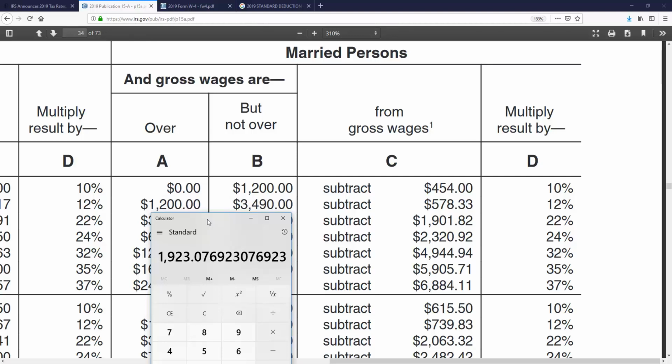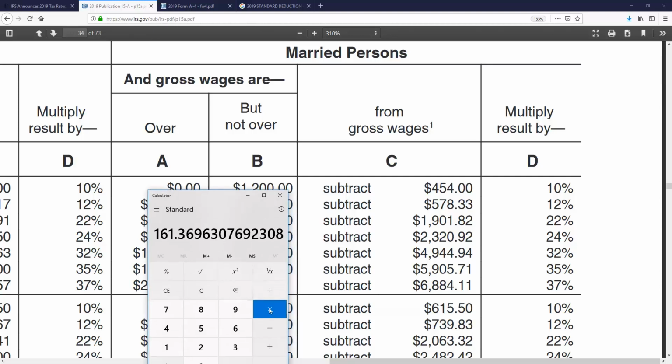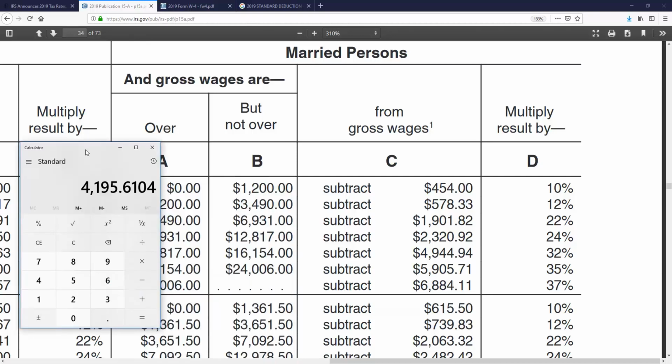So we're going to take that number, subtract 578.33, and then multiply times 12%. That gives you $161 per pay period. Again, assuming we're going to make the same amount of money every pay period, same amount of withholding, no bonuses, no commissions, nothing, we simply multiply that number times 26. That gives us our federal withholding for tax purposes for the entire year for $50,000.